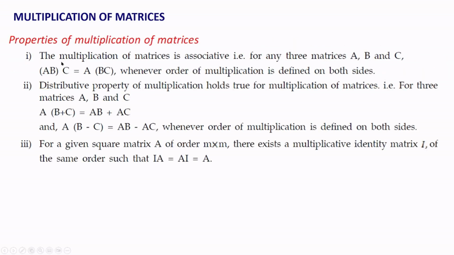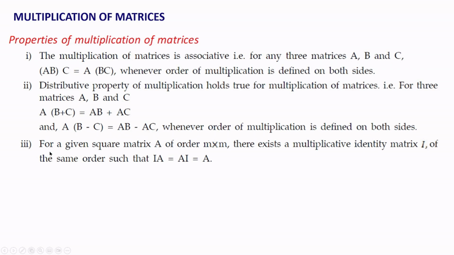Next we have the properties of matrices. Similar to addition of matrices, multiplication of matrices is also associative. That is AB into C is equal to A into BC, provided the order of multiplication is defined on both sides. And next we have the distributive property, that is A into B plus C is equal to AB plus AC, and A into B minus C is equal to AB minus AC.